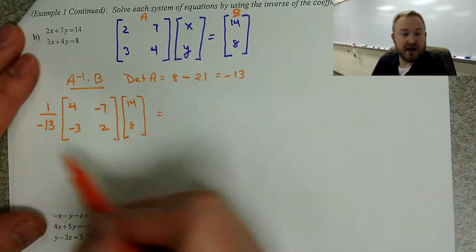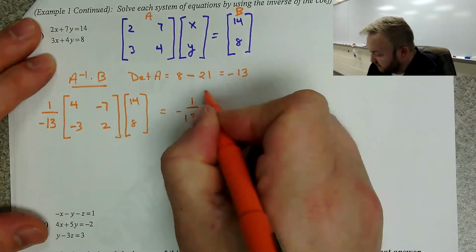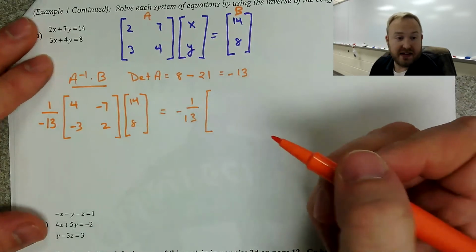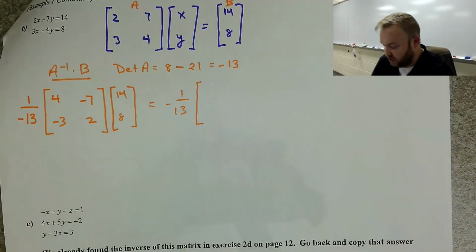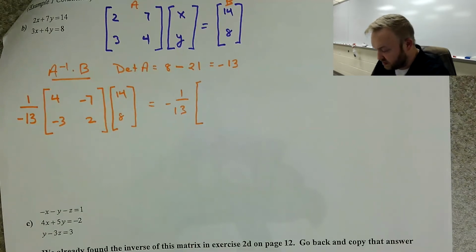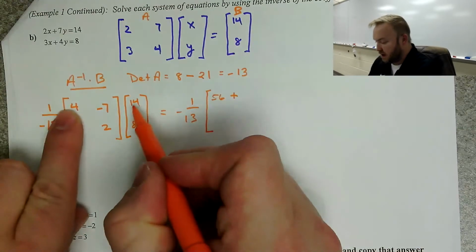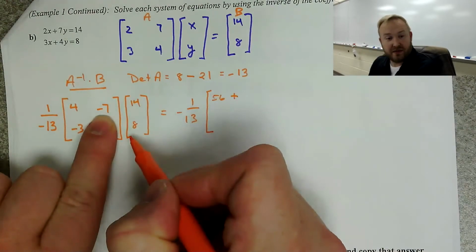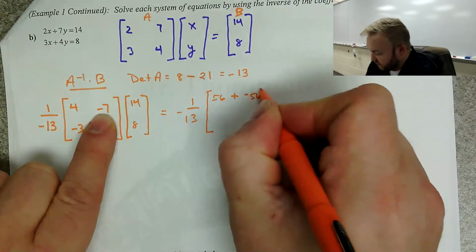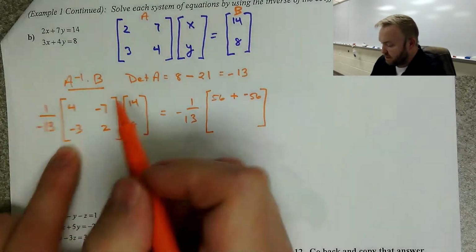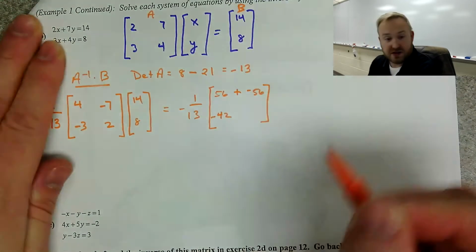Okay, so this is my setup here. I'm not going to worry about the -1/13. I'm just going to multiply these matrices. So I have to do 4 times 14, and I can do that in my head, but I don't want to make a mistake. So 4 times 14 is 56, and then I'm going to add. Okay, I'm going to go across the row and down the column. -7 times 8 is -56. Okay, on the bottom, -3 times 14 is -42.